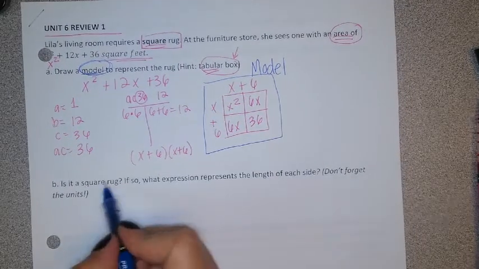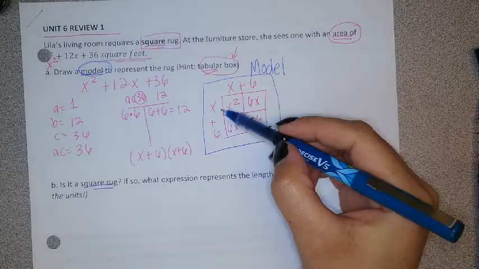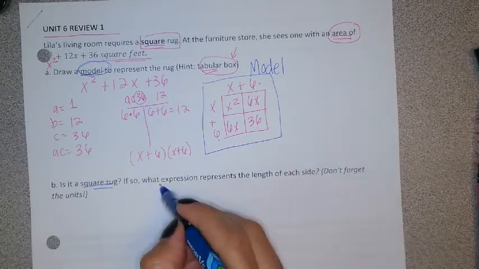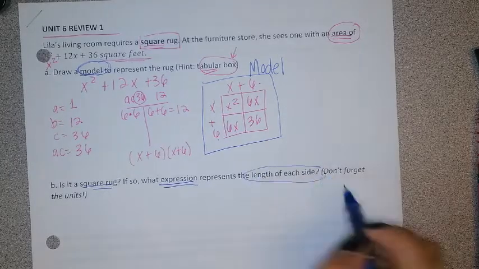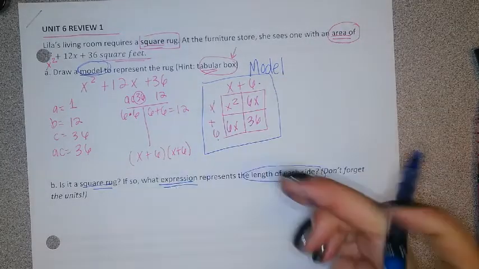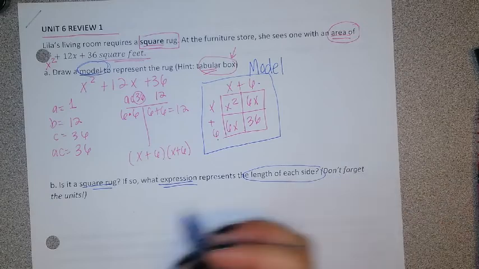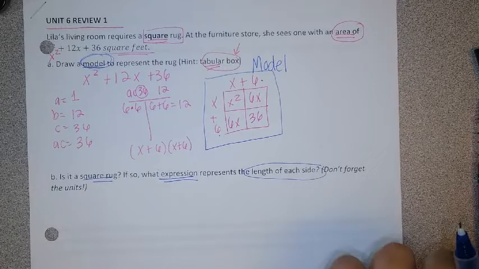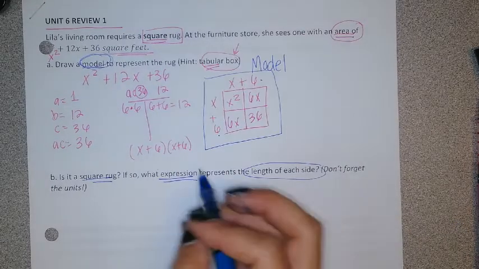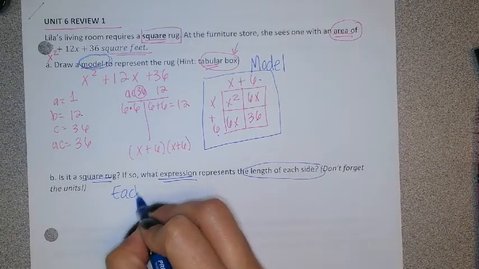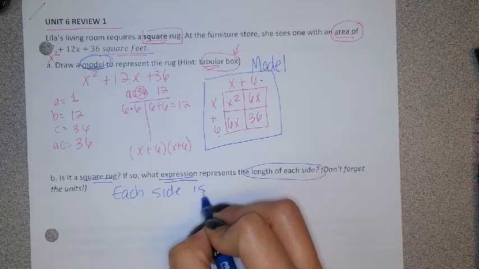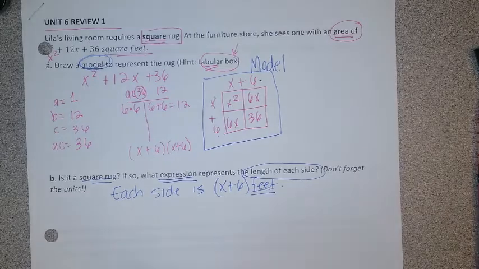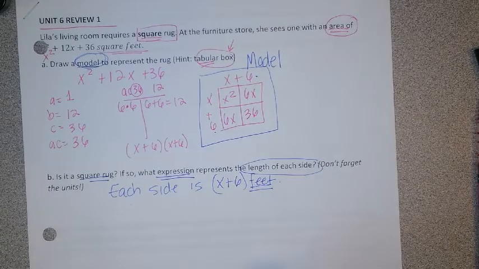Letter B, is it a square rug? Well, yes, look at this, x plus 6 times x plus 6, so it is a square rug. If so, what expression represents the length of each side? So we already know that these are the sides. Here I give you a hint, don't forget the units. On the text, feet, we know that each side is x plus 6 feet. Okay, don't forget the units. That turns out will give you square feet.